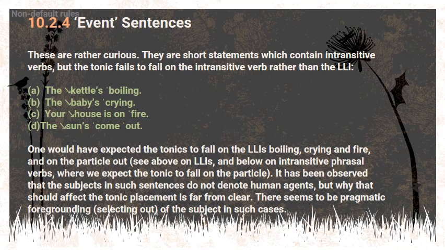One would have expected the tonic to fall on the LLI boiling, crying, and fire, and on the particle out. It has been observed that the subjects in such sentences do not denote human agents, but why that should affect the tonic placement is far from clear. This seems to be pragmatic foregrounding, selecting out of the subject in such cases.